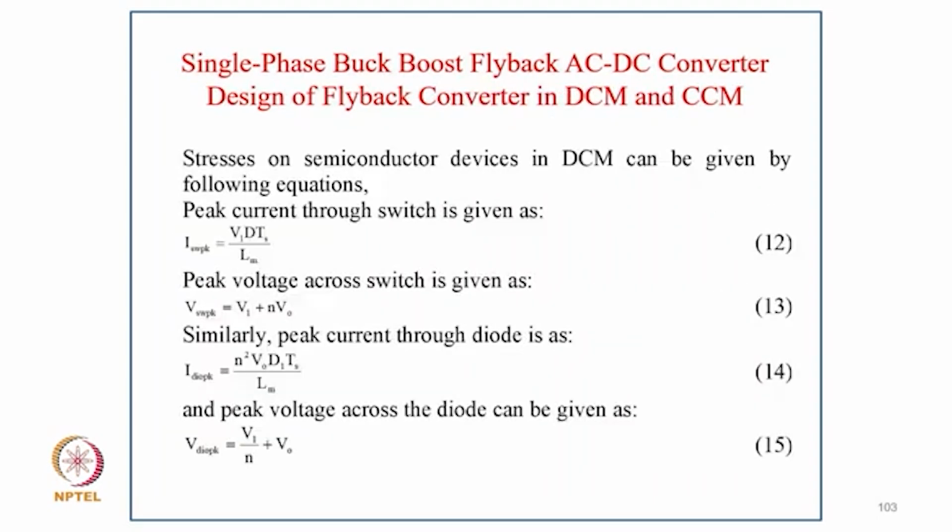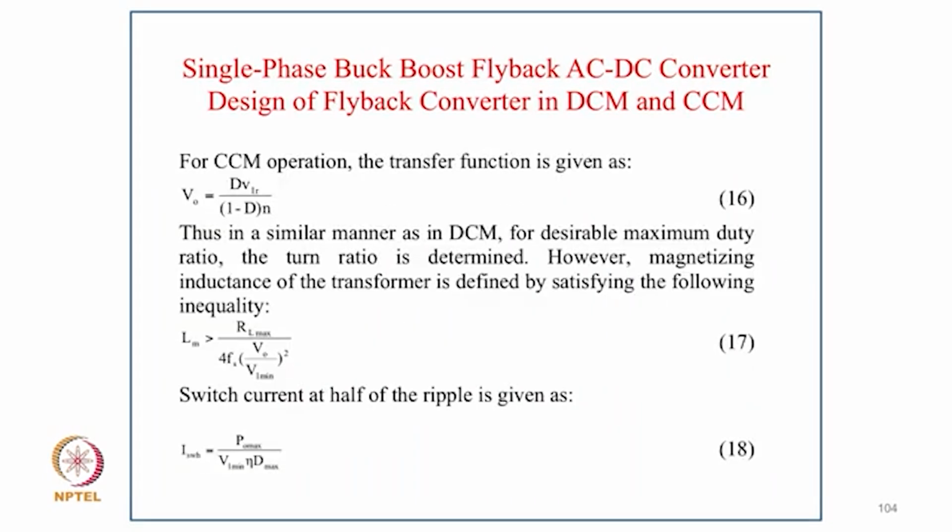And stress on the semiconductor switch in DCM can be given as follows. The peak current through the switch is IS peak equal to V1 D TS divided by LM, and peak voltage across the switch is VS peak equal to V1 plus N V0. Similarly, peak current through the diode is ID peak equal to N square VO D1 TS upon LM, and the peak voltage across the diode is V diode peak equal to V1 upon N plus VO.